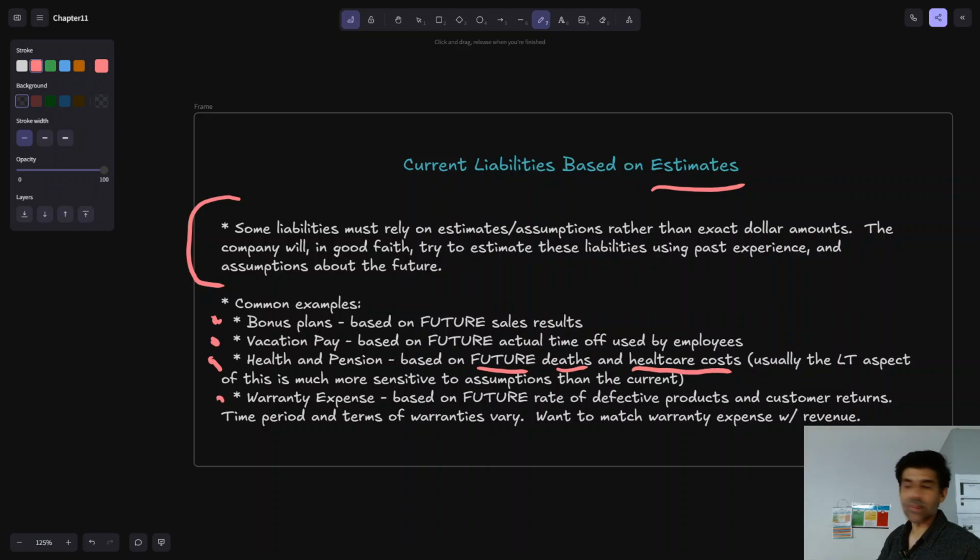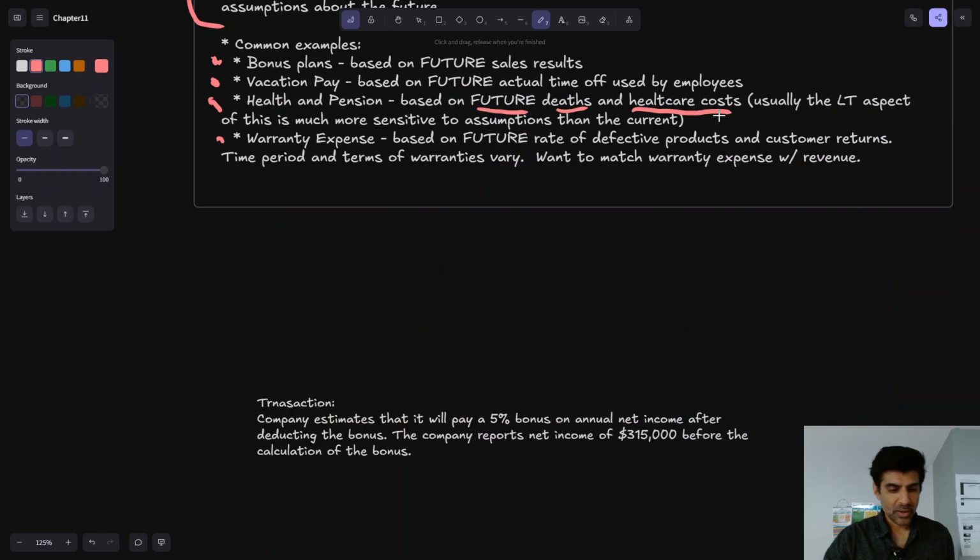All of these are examples of liabilities that are real, but you just don't know the exact dollar amount because it's based on some unknowable future event. And the best you can do is use estimates and some methodology to estimate what these things are going to be.